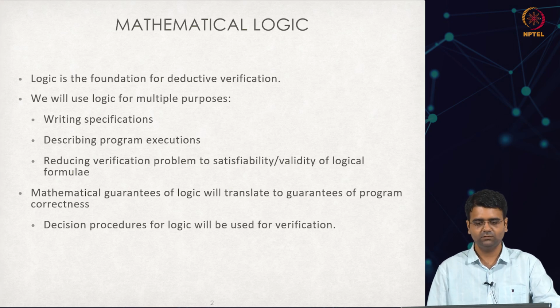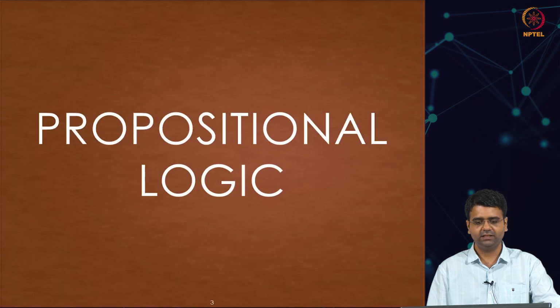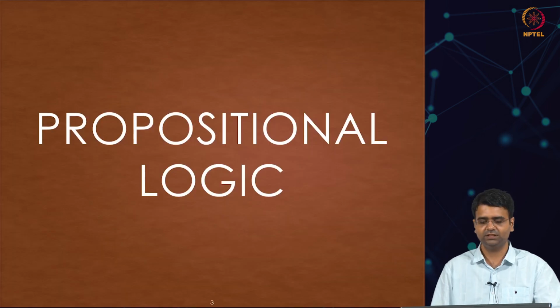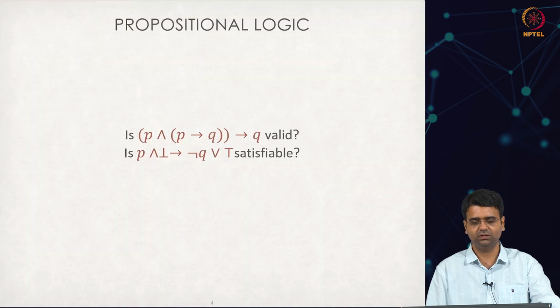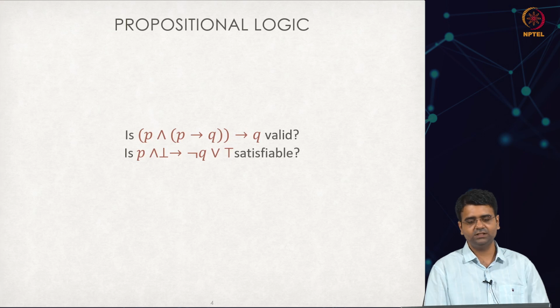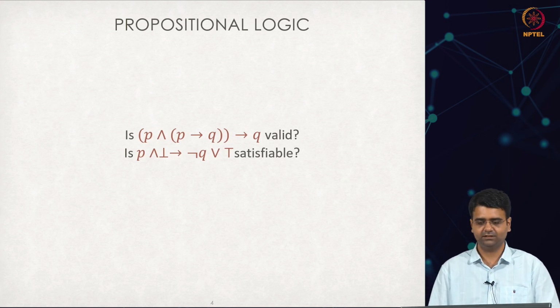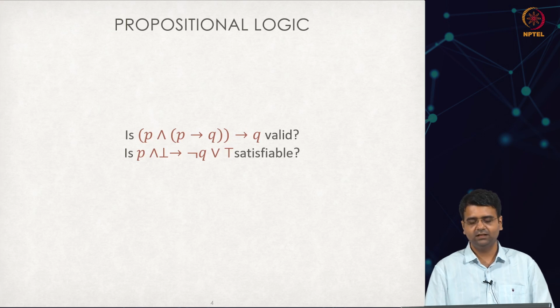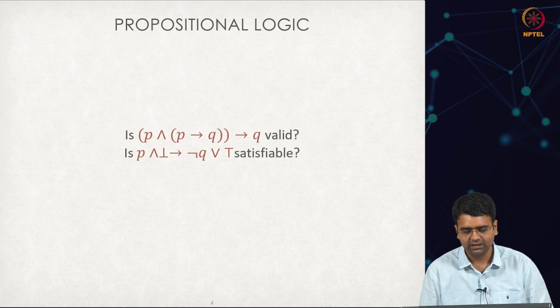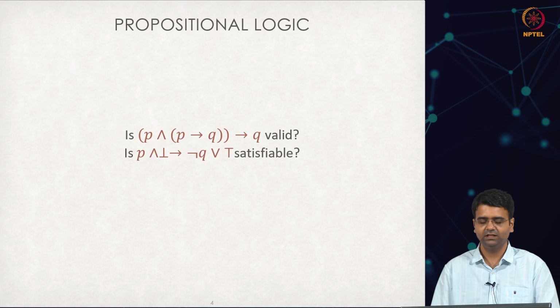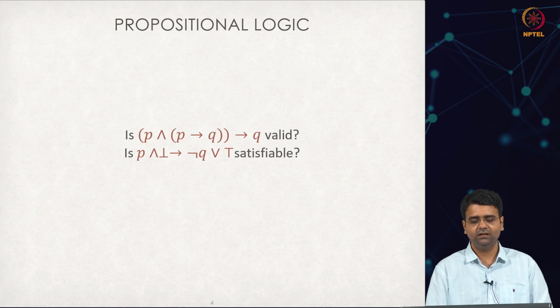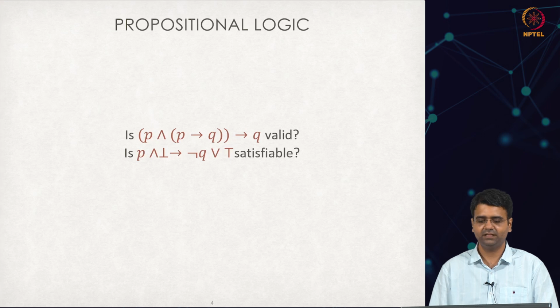So let's dive in now and discuss first the simplest form of logic, which is propositional logic. We're going to go very slowly and build up the foundations of propositional logic. In propositional logic, we ask questions like these. We have some formula, and this formula uses a lot of symbols. The formula shown on the slide uses variables such as p and q and various binary connectives such as and, implies, and so on. Given such a formula, we ask whether it is valid or whether it is satisfiable.